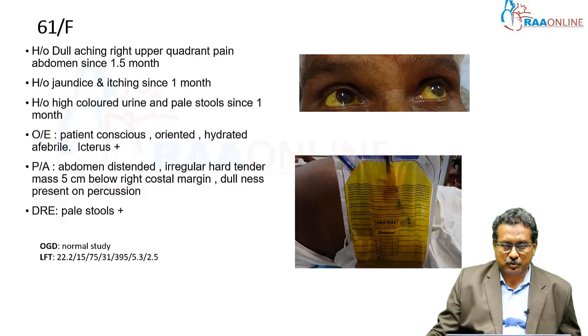OGD examination showed a normal study. You can see the liver function test. This is total bilirubin 22.2, this is the conjugated bilirubin 15, this is SGOT, this is SGPT, and you can see the alkaline phosphatase is raised, 395, and the total protein is 5.3 and albumin is 2.5.